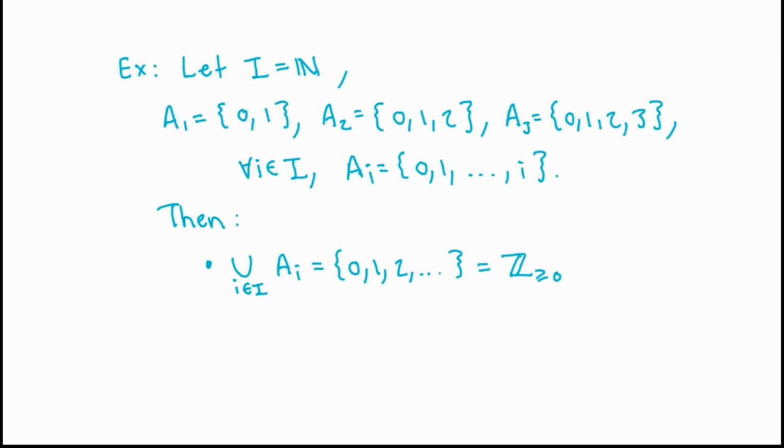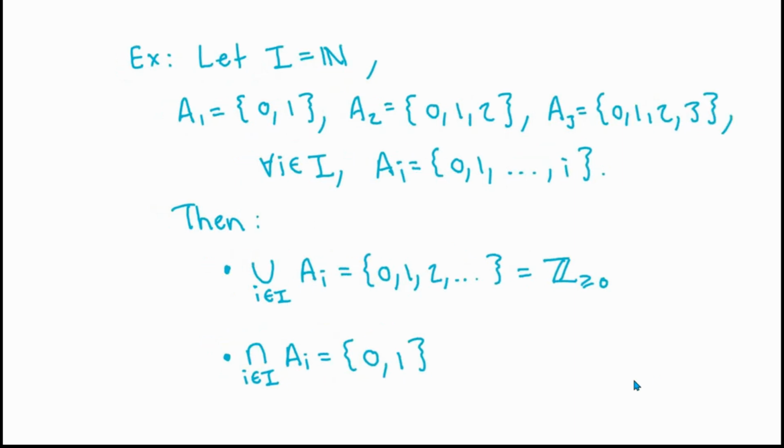Now, it's not difficult in this example to see that the union of the collection of sets A sub little I is precisely the collection of non-negative integers, and that the intersection of this collection of sets is simply the set consisting of the integers 0 and 1. Even though this is a relatively easy example, I'd like to show you how to formally prove these facts, if nothing else just to get some practice writing proofs using this kind of language.